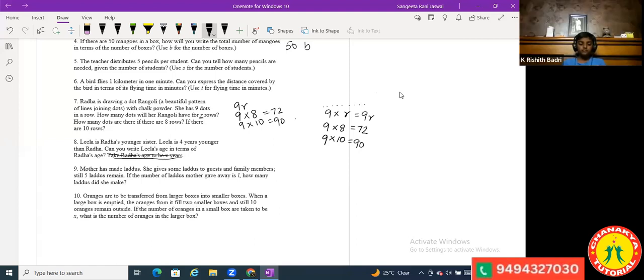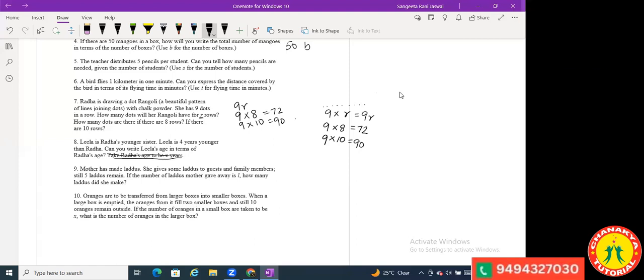In your exams, you might not get the statement 'take Radha's age to be x'. You will only get this type of summary: Leela is Radha's younger sister and Leela is 4 years younger than Radha. Can you write Leela's age in terms of Radha's age? Only this much. Then how will you decide whom to take as x and whom to take as the other one? The part for which we are not given any information, we take that as a variable. Keep this in mind.